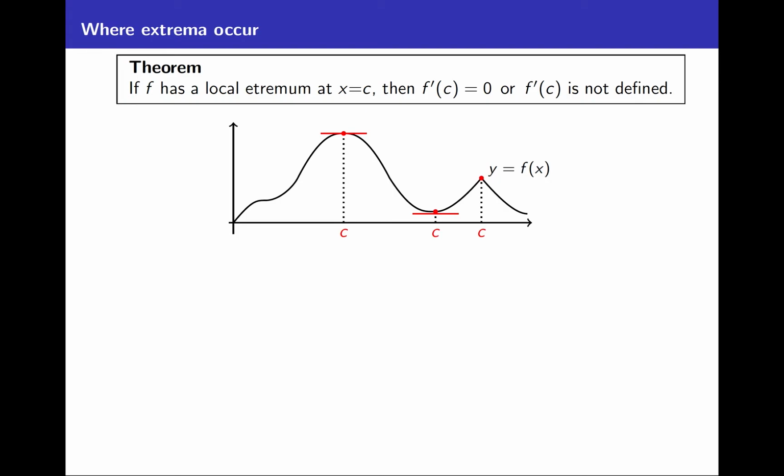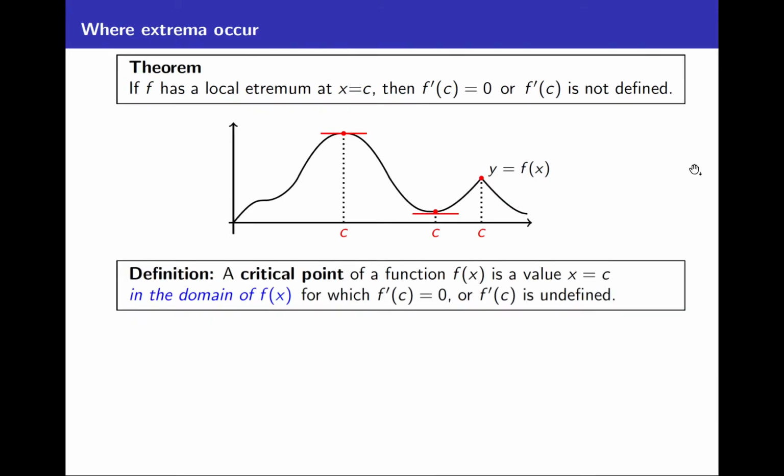Those points are so special and so important that we're actually going to give them a name. Here's the definition. They're called critical points. A critical point of a function f is a value x equals c in the domain of f for which either f prime of c equals 0 or f prime of c is undefined. So the 3 values of c shown here in this graph are critical points for the function f. Either the derivative at c equals 0 or it's undefined.